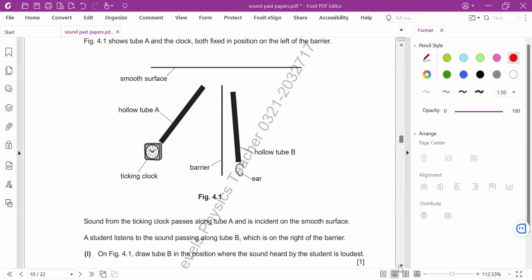Sound from the ticking clock passes along the tube A and is incident on the smooth surface. A student listens to the sound passing along B, which is on the right of the barrier. On the tube, draw a position of the sound heard by the student loudest.